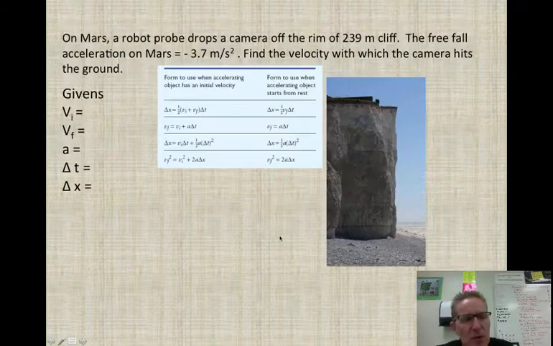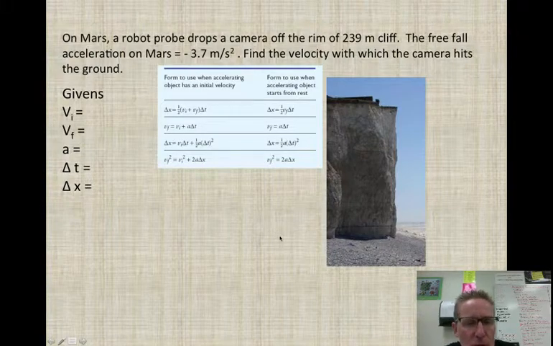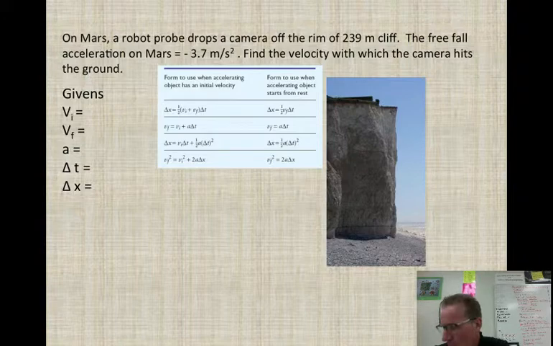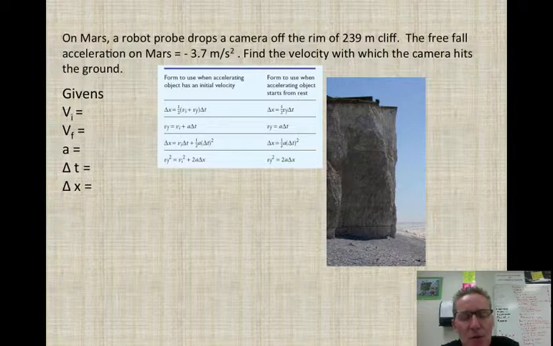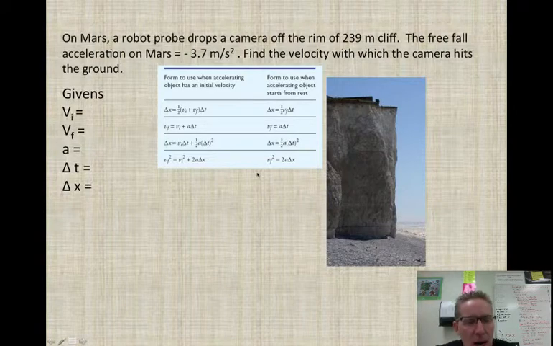Okay, so let's move on to the next problem, and then we'll end this screencast. We're still dealing with a falling object here. On Mars, a robot probe drops a camera off the rim of a 239-meter cliff. The free fall acceleration on Mars is negative 3.7 meters per second squared. We want to find the velocity with which the camera hits the ground.